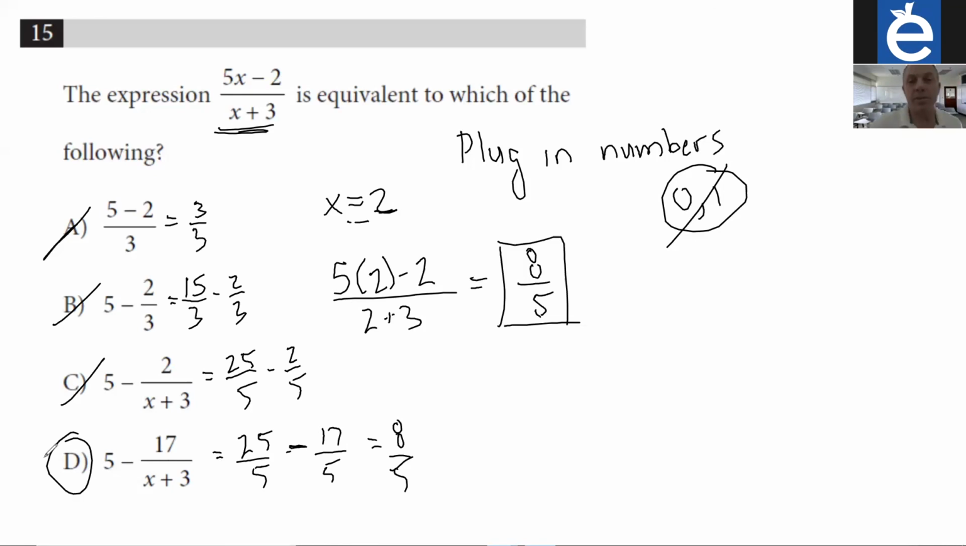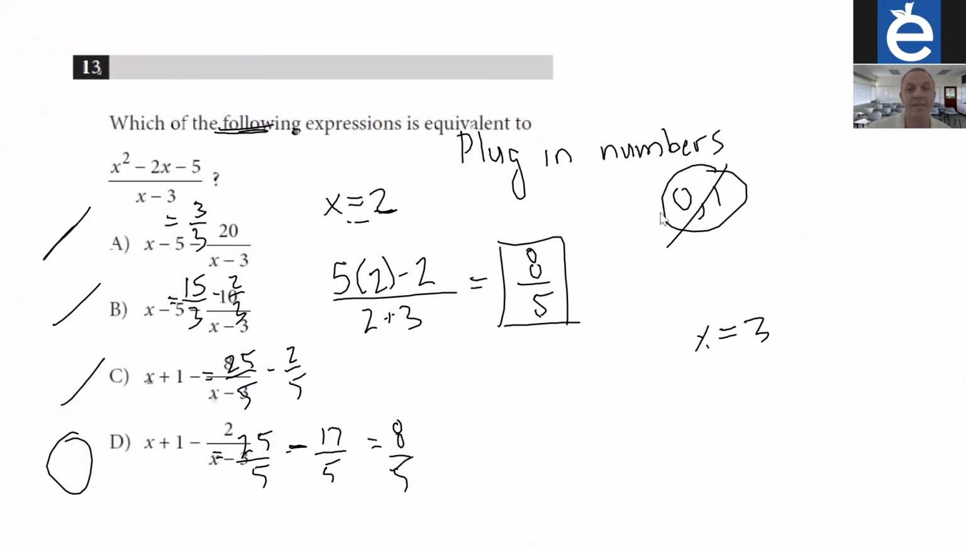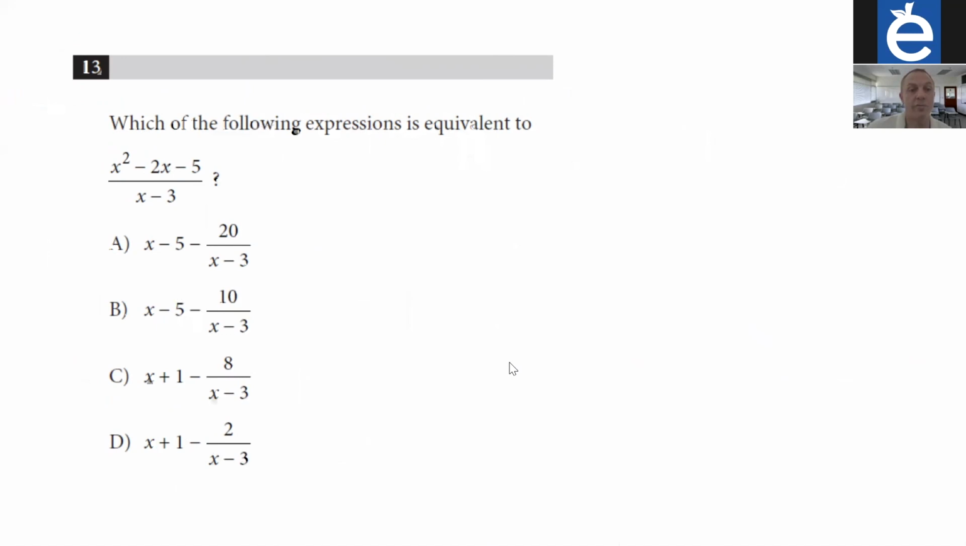There's a little bit more to this strategy, which I might emphasize on another lesson. Sometimes two answers will work. In that case, we have to plug in a new number. We'd have to plug in, say, x equals 3, solve it again, and then only check the two answers that worked, and at that point, one should work. It's a really good strategy. The other one, which I might talk about at some point, is plugging in the answer choices. We call that back solving. And we really just go from there.